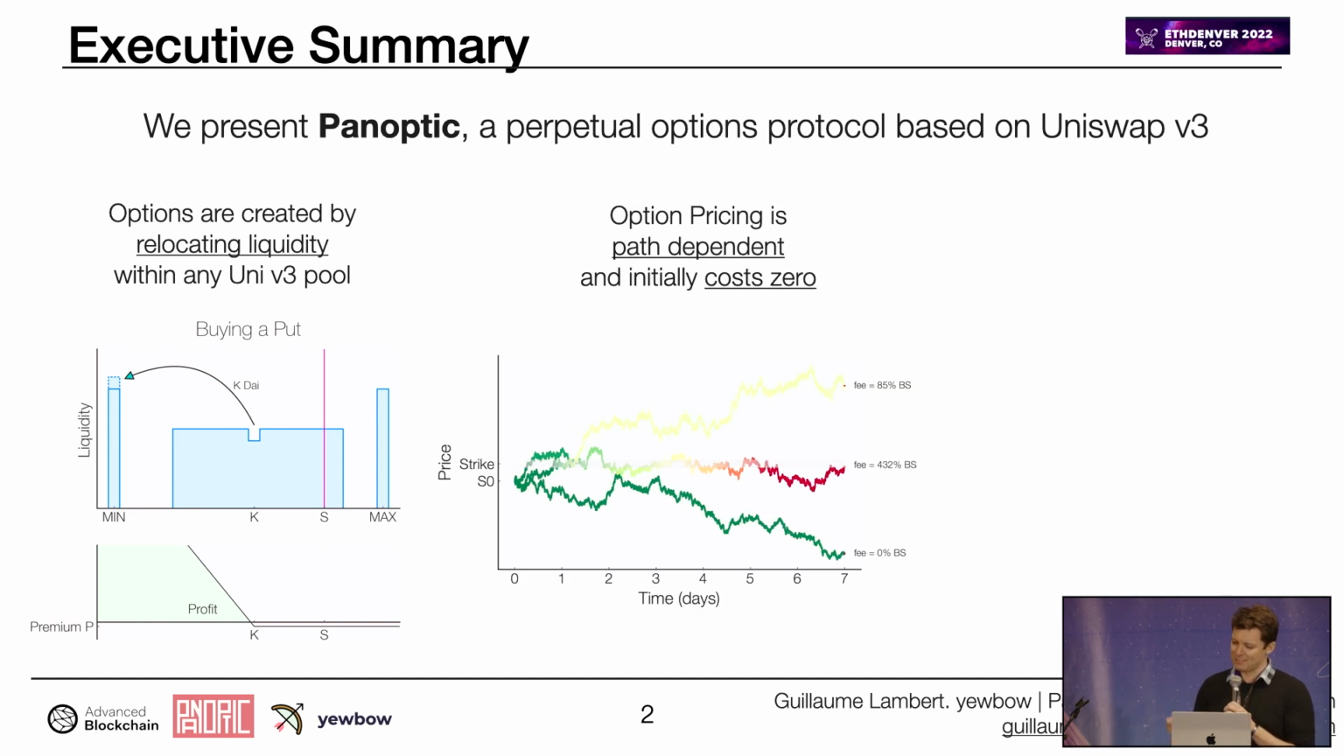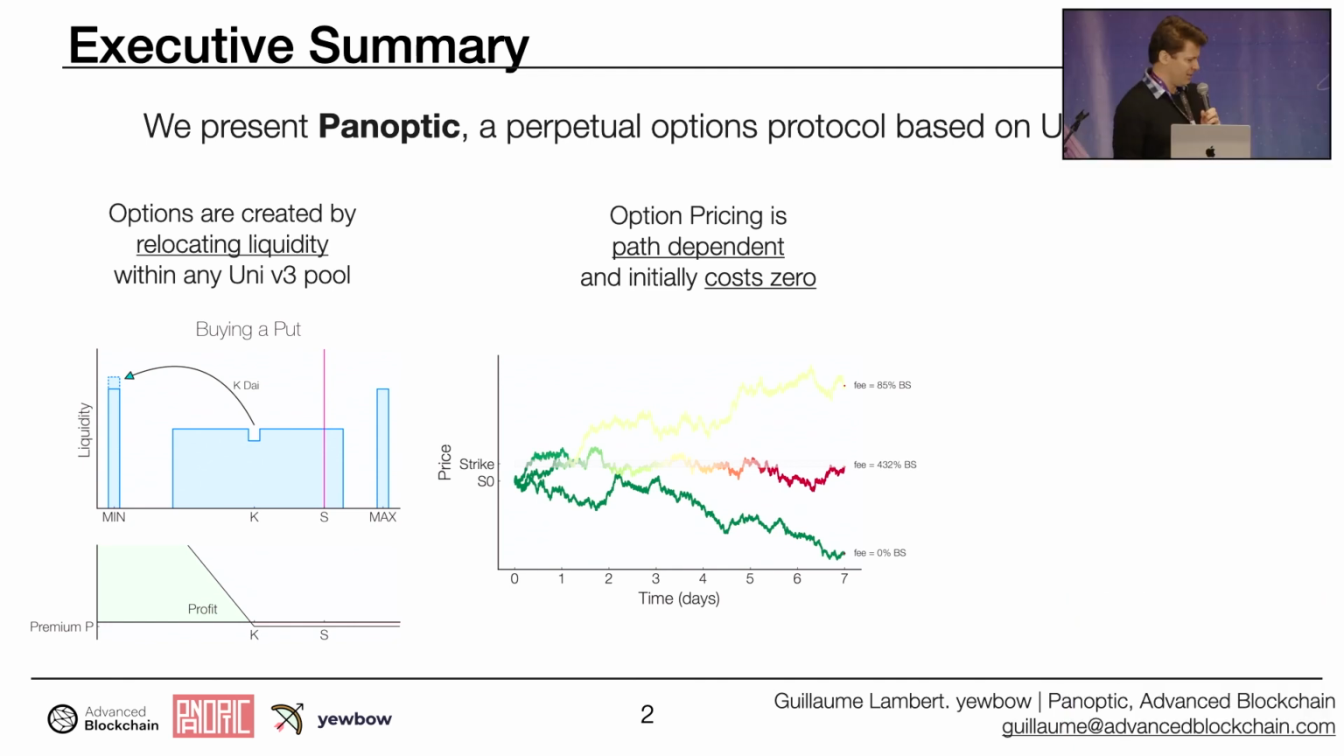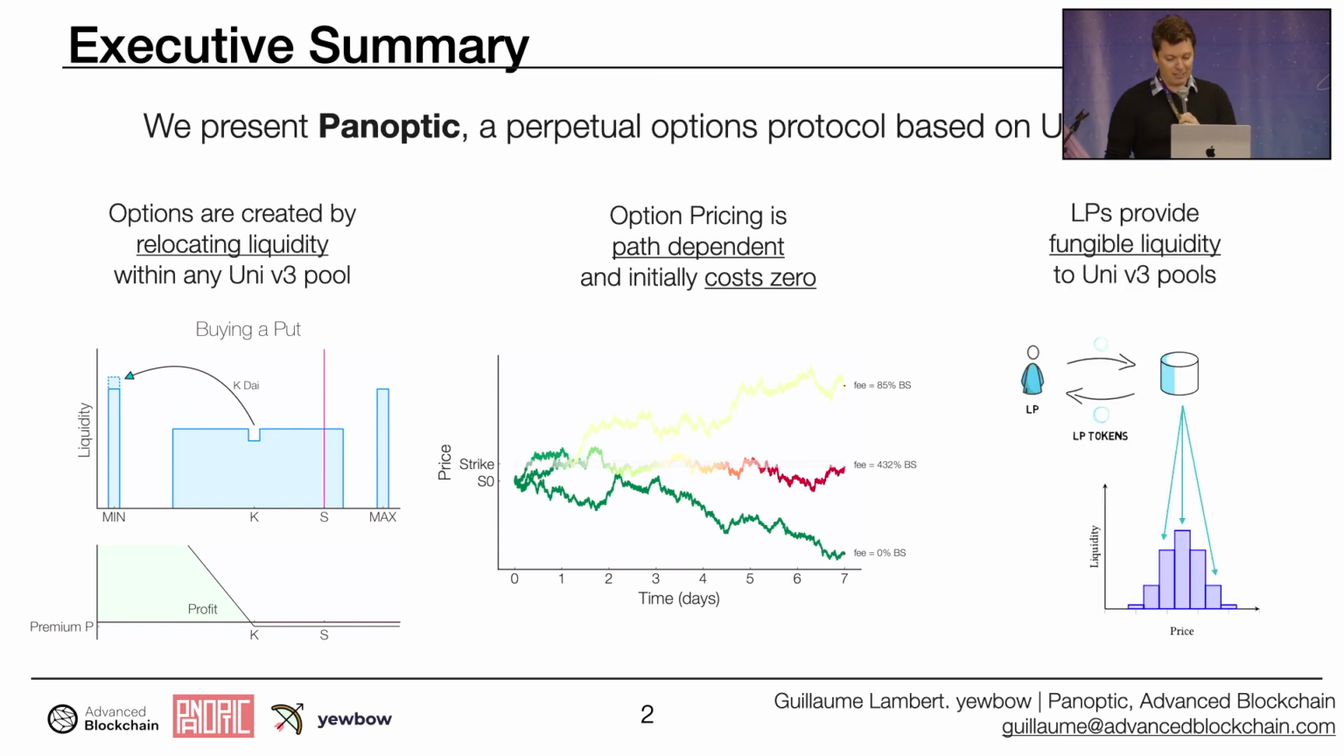Pricing itself is also a problem that we solve, where pricing is path dependent. And unlike regular options, the price of an option starts at 0 and goes up, as opposed to being fixed and maybe going down. And finally, we're bringing back fungible liquidity to UniV3. So liquidity providers or market makers will be able to provide liquidity at any ratio, at any range in the pool, and the users will be the ones handling the liquidity relocation.